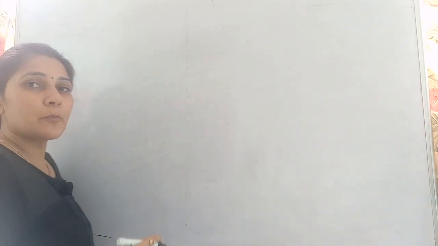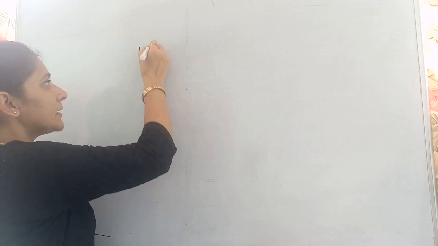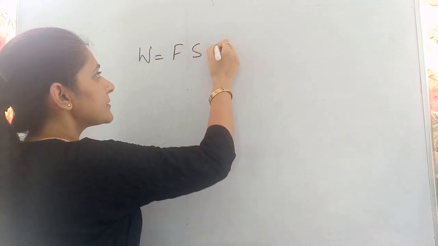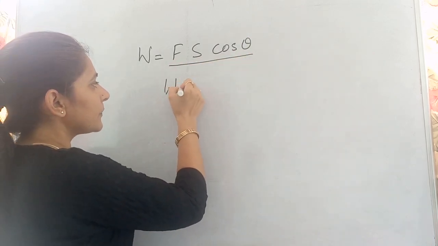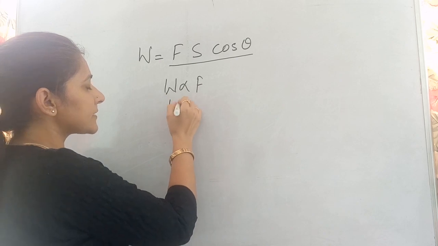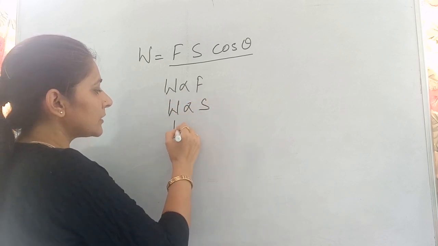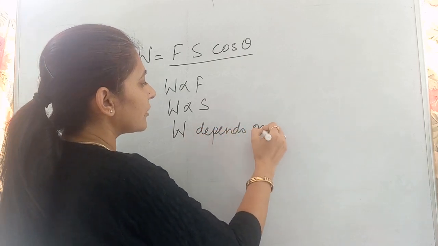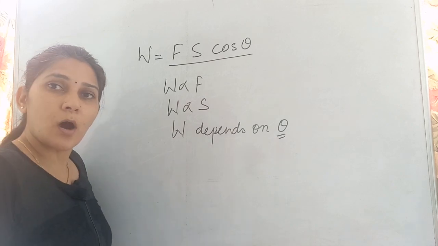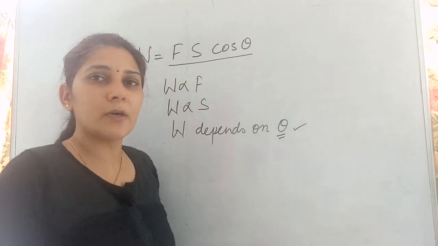In our previous video, we covered the formula of work done when force is applied onto an object and the object is not showing displacement in the direction of the force applied. We concluded that work done is given by the formula Fs cos theta. According to this, work done is directly proportional to the force applied, work done is directly proportional to the distance, and work done depends on the value of theta also. How it depends on the value of theta, that is what we are going to discuss today.